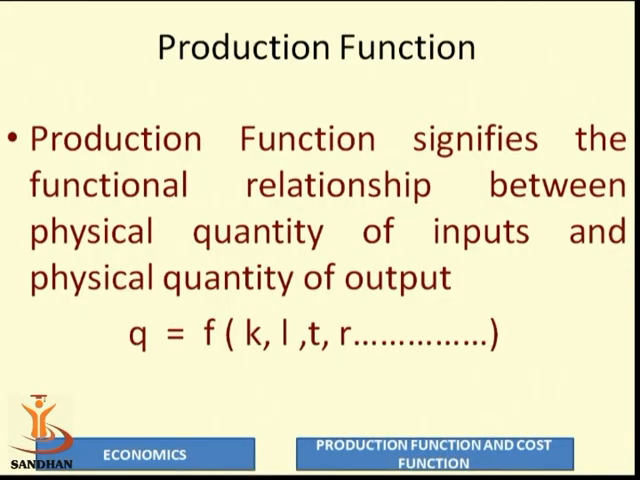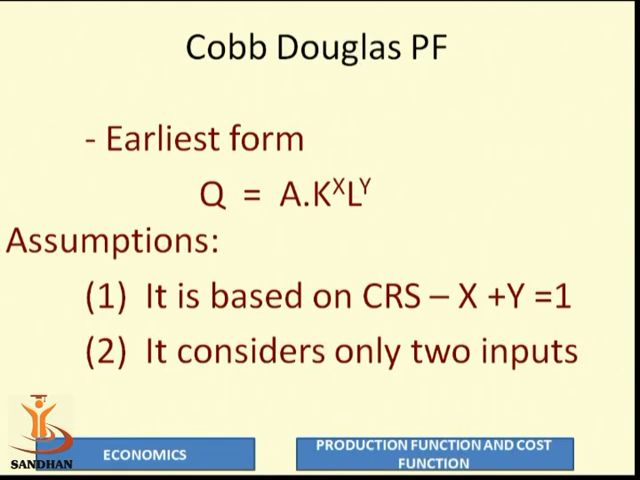So let us move to today's two important topics, that is production and cost. When I talk about production function, it signifies the functional relationship between physical quantity of input and physical quantity of output. When I say Q is equal to F(K, L, T, R), these are various inputs, various variables: K, capital, L, labor, T, technology, or R, raw materials. So production is the function of all these inputs.